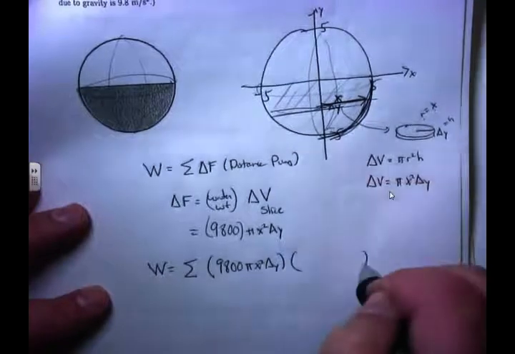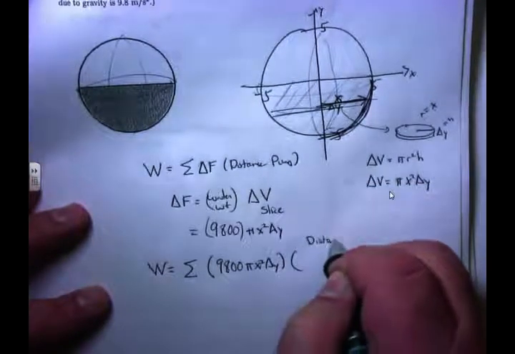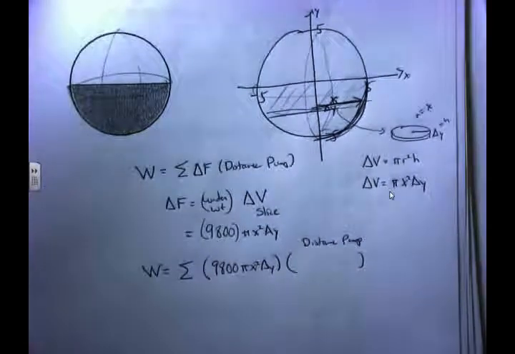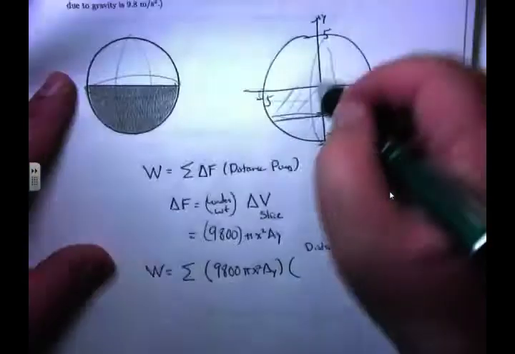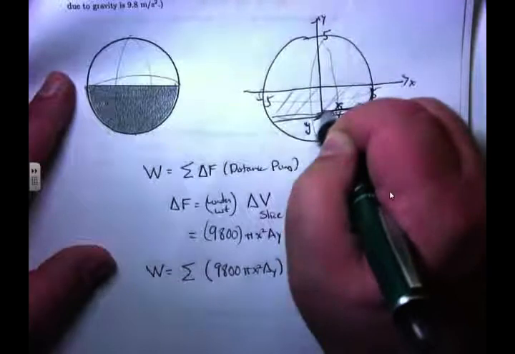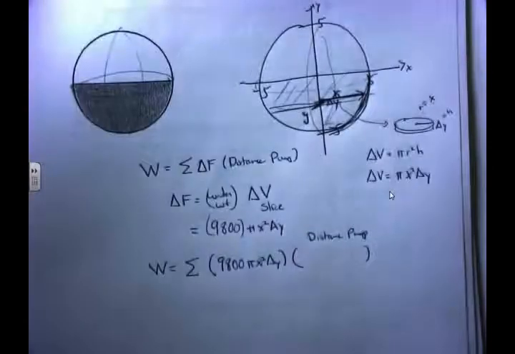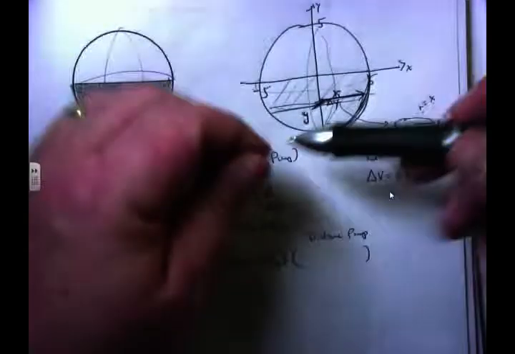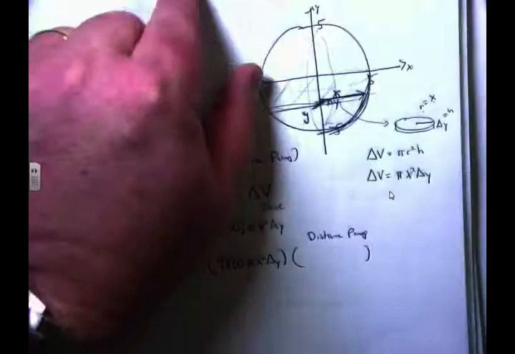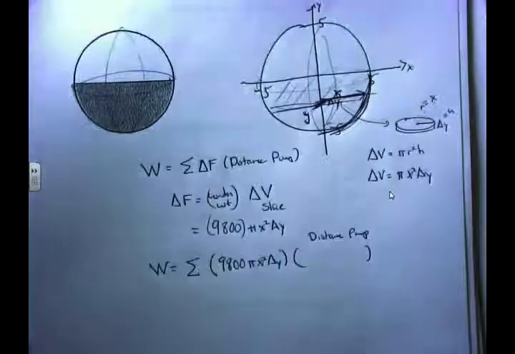Now, we've got to figure out that distance that we need to pump it. Based upon where I put the coordinate axis, this is all about put coordinate axis. I put my coordinate axis right down the middle, but I made my slice right here an arbitrary y level on that y axis. Remember, work is all about lift. We're lifting this stuff up. I'm taking this level right here and I'm lifting it all the way up, and they said lift it to the hole at the top of the tank. So I'm lifting it to the top of the tank.